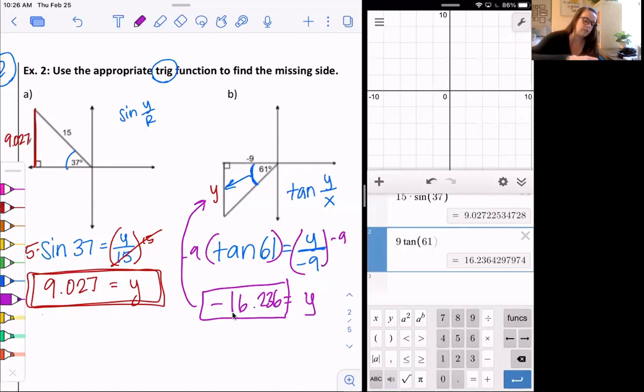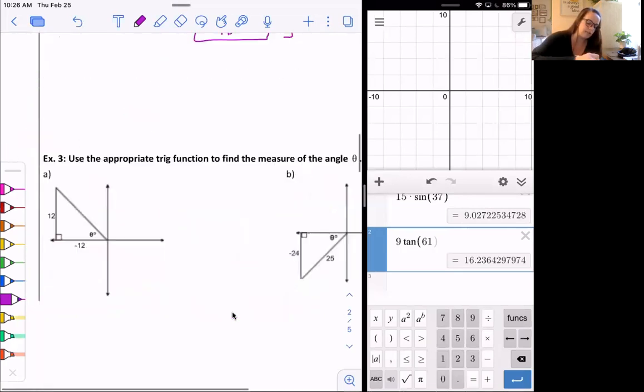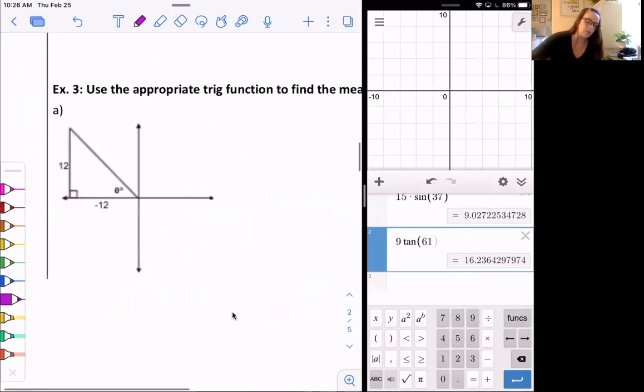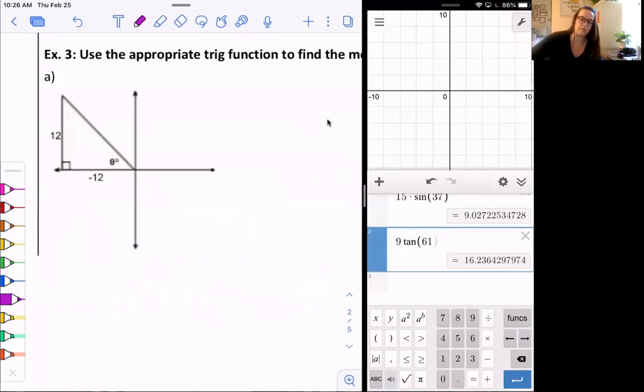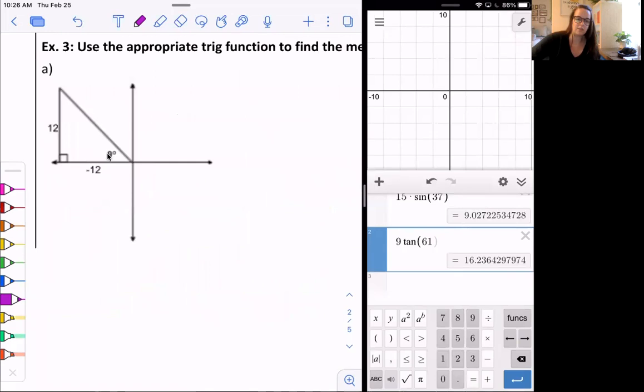All right. I do want to show you number 3. Number 3 is exactly the same thing. We're still using an appropriate trig function to find the measure of the angle this time, right? So you'll probably remember this from SOHCAHTOA. We're still going to label, okay, this is my y, this is my x. So since I have y and x, am I going to use sine, cosine, or tangent with y and x? Tangent, yes. So tangent of theta is y over x.